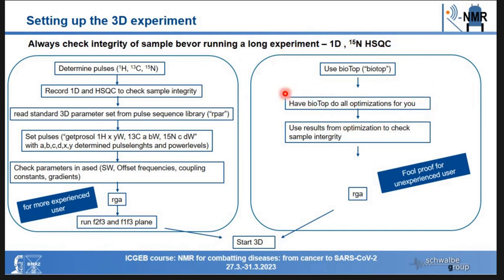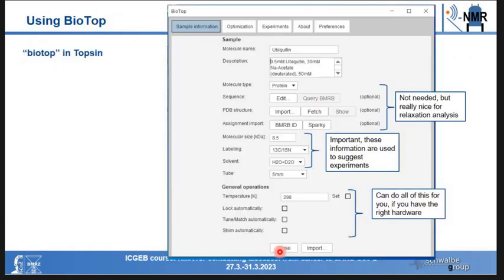This program does all these optimizations that you here can do: determine the pulses, set the right pulses, set the spectral width. It does all for you. You can check these optimization results. It does RGA and it starts the 3D. So this is a really nice thing. Very briefly, how does this program look? You open it by typing Biotop in Topspin.